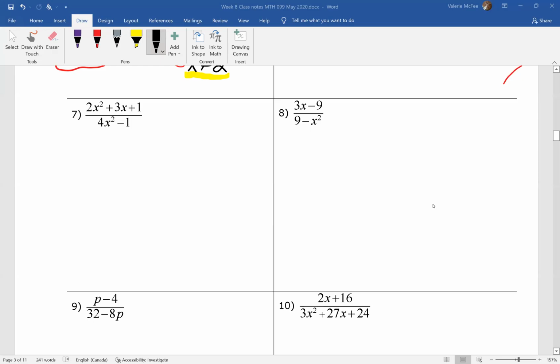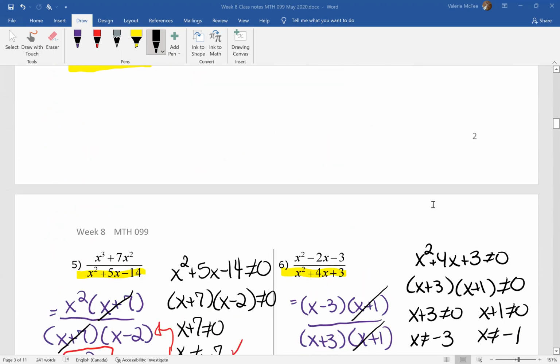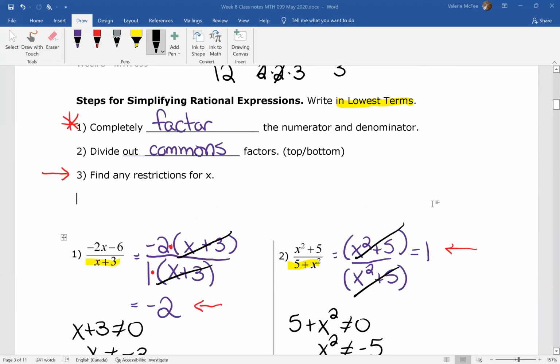Let's do some more practice simplifying rational expressions. Let's review the steps we have for doing that. Step one is to completely factor the numerator and the denominator. I would say the most common mistake I see is that people don't know how to factor. And when you don't factor, you can't do step number two, which asks you to divide out the common factors.